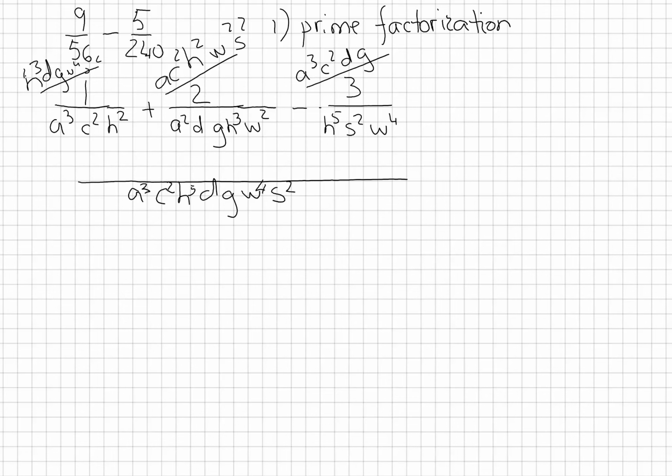This requires a lot of attention. That's why, in order to make things easier for us, letters should be written in alphabetical order, while numbers you write in ascending order. So let's get back to our example. 9 over 56, I'm going to just copy it, and minus 5 over 240.